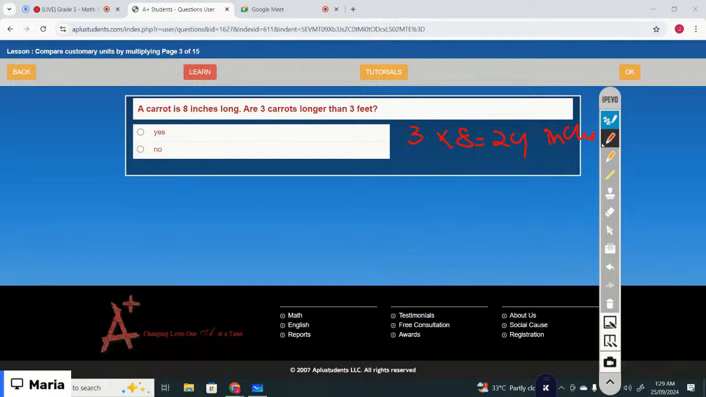So 1 foot equals 12 inches, right? So 3 feet equals 12 times 3, that is 36 inches. So are 3 carrots longer than 3 feet? No. The 3 carrots have the length of 24 inches, but 3 feet equals 36 inches. So 24 inches is not longer than 3 feet. So the correct option is no.